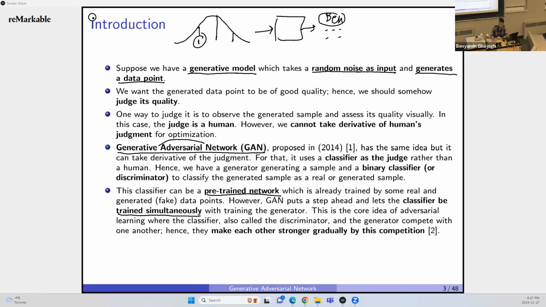Why? Because they are adversarial to each other. They are enemies of each other. It was proposed in 2014 by Ian Goodfellow et al.